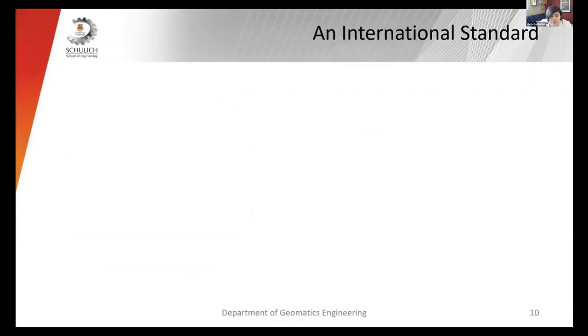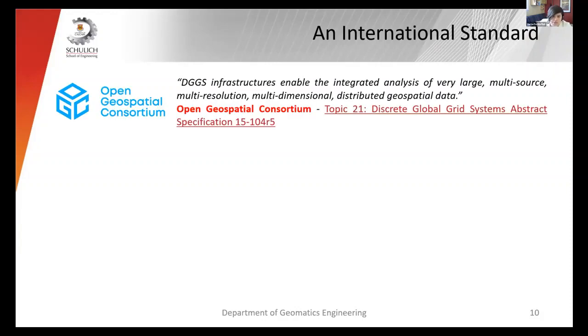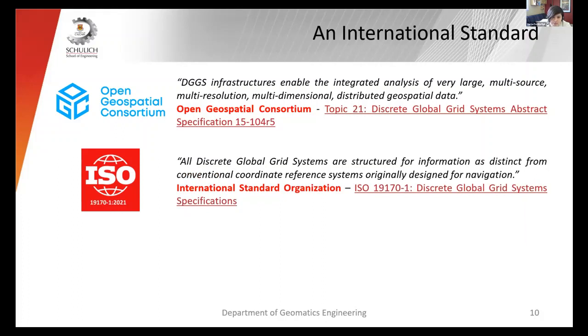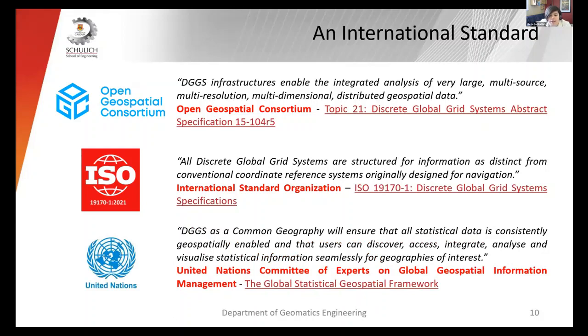An important mention is that DGGS has become an international standard, not only in the geospatial world, with the OGC publishing an abstract specification in 2017, but also the ISO published part 1 of the discrete global grid system specifications last year. And the United Nations mentioned DGGS in the Global Statistical Geospatial Framework as a common geography that will ensure that all statistical data is consistently geospatially enabled and users can discover, access, integrate, analyze, and visualize statistical information seamlessly.